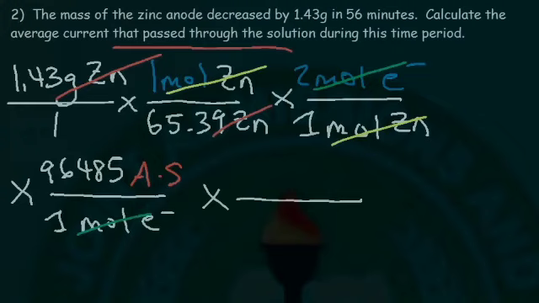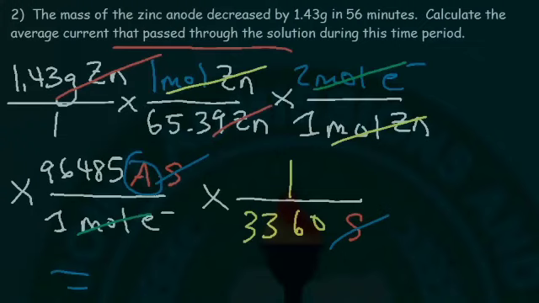So let's convert 56 minutes into seconds. We know that all we need to do is multiply 56 by 60. So that's 3,360 seconds. So if you want to get amps, we need to divide by the time in seconds. So notice that the units seconds cancel, and so we're left with amps. And that's going to be the current that passes through the anode to the cathode by means of the wire.